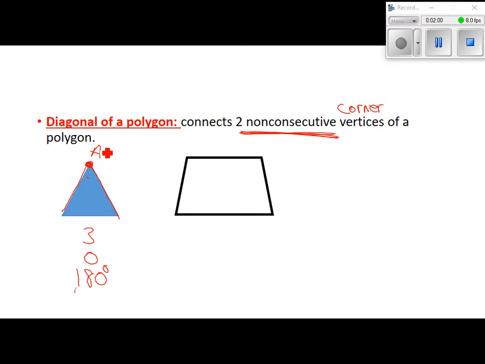A four-sided figure is a quadrilateral. Don't call it something that it's not. We don't know anything else about this; right now, all we know is it's got four sides. If we draw one diagonal in, now we actually have two triangles. This triangle is 180 degrees, this triangle is 180 degrees, so all the interior angles inside this polygon have to add up to 180 plus 180, which is a total of 360 degrees.